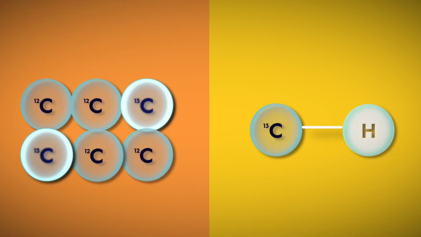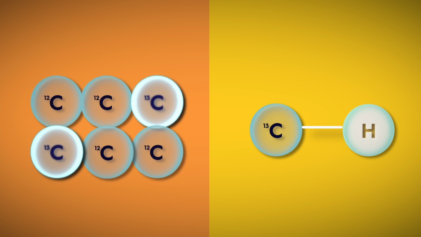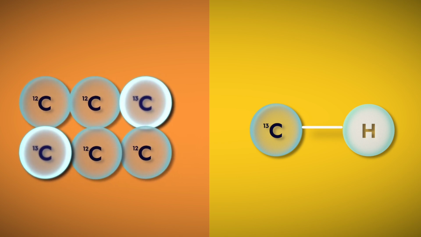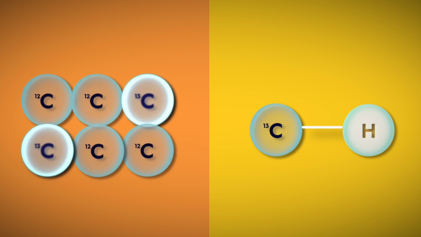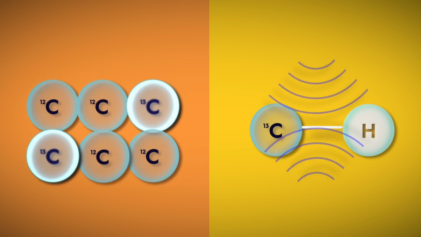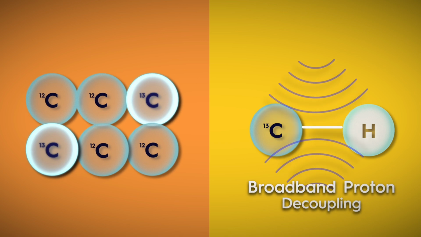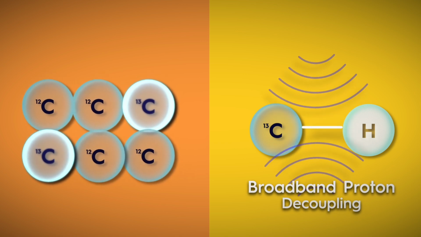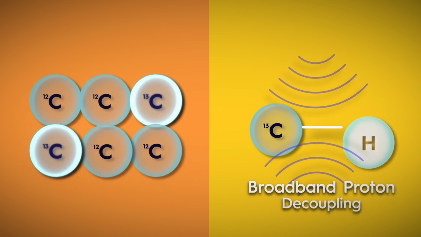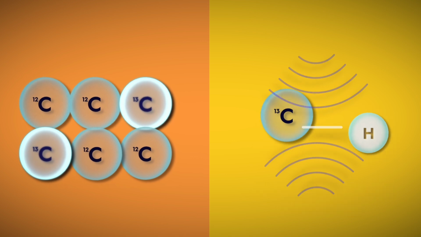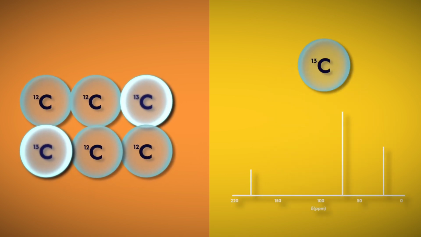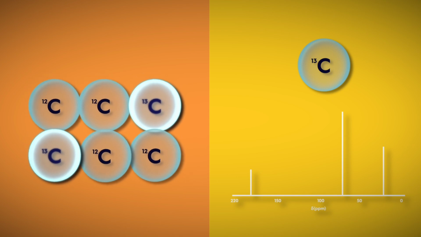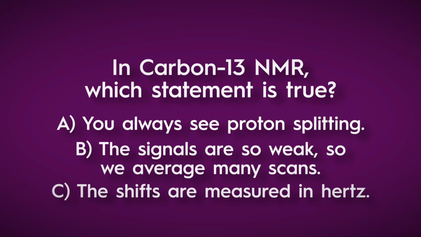First, 2 carbon-13 atoms rarely sit next to each other. So carbon-13 to carbon-13 coupling is extremely unlikely. Second, we record these spectra with broadband proton decoupling. A second radio signal makes the protons flip so rapidly that their magnetic effects average to 0. The result is clean singlets for each distinct carbon. Hence, your pop quiz answer was B.